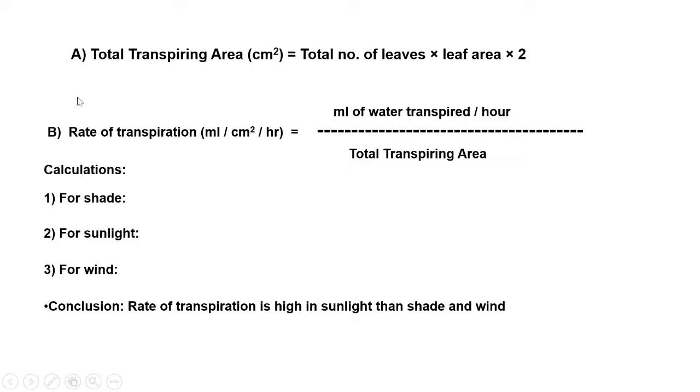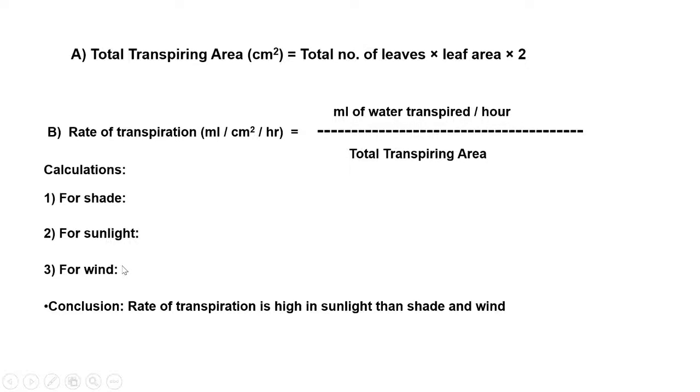But during the regular practical, we have to calculate the rate of transpiration. The rate of transpiration in ml per centimeter square per hour is the amount of ml of water transferred to the leaves in 10, 20, or 30 minutes, multiplied to convert to per hour, and divided by the total transpiring area. After using this formula, we have to write the readings for shade, for sunlight, and for wind.